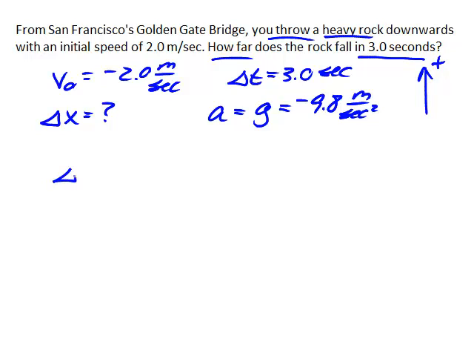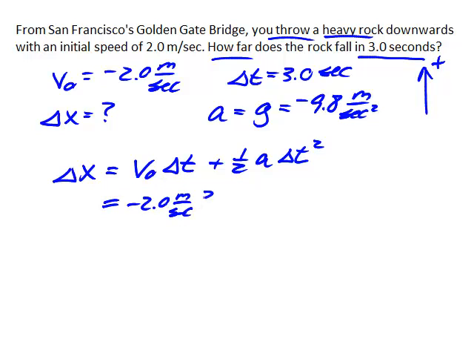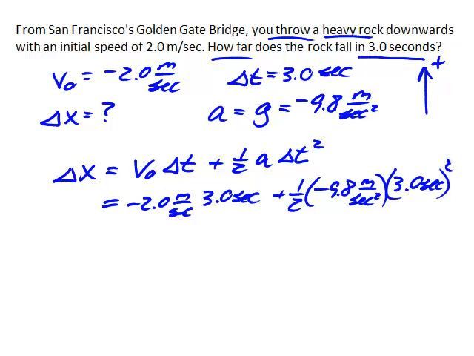Let's go ahead and write our equation for the distance traveled if we have something with an initial velocity, v0, and it's accelerating. So delta x equals the initial velocity times time plus 1/2 a delta t squared. So we have negative 2 meters per second times 3 seconds plus 1/2 times negative 9.8 meters per second squared times 3.0 seconds squared. Negative 2 times 3 gives us negative 6 meters plus negative 4.9.